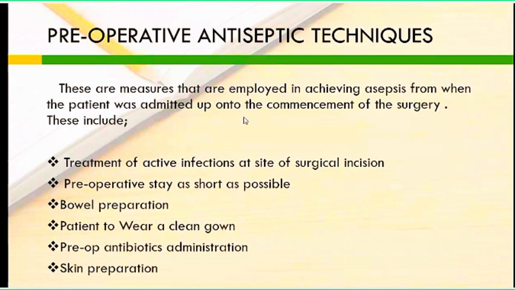So pre-operative aseptic techniques are measures that are employed in achieving asepsis from when the patient was admitted up until the commencement of the surgery. And these include, one, treatment of active infections at the site of surgical incision. Then ensure that pre-operative stay is as short as possible. Then adequate bowel preparation is required. Then a patient is required to wear a clean gown. And preoperative use of antibiotics at induction of anesthesia.